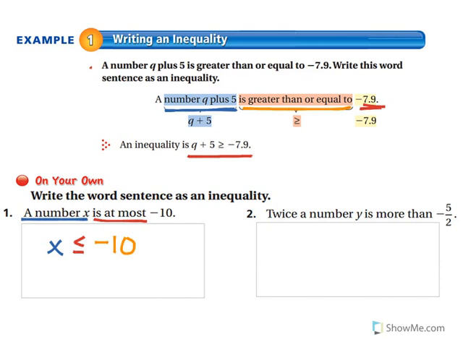Okay, so then our next one we had twice a number y. So we're going to do twice means 2 times y. And then we have is more than, so we're going to use the greater than sign. And then we just put our final number, -5 halves. So hopefully that made some sense to you. Let's go ahead and move on to our next page then.